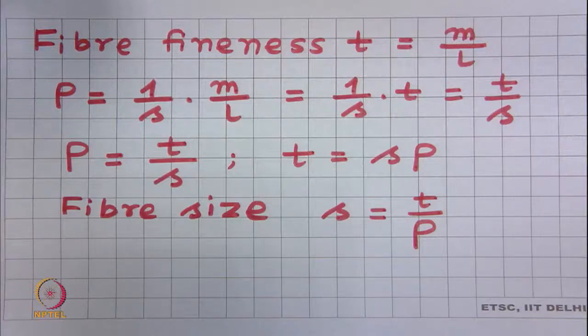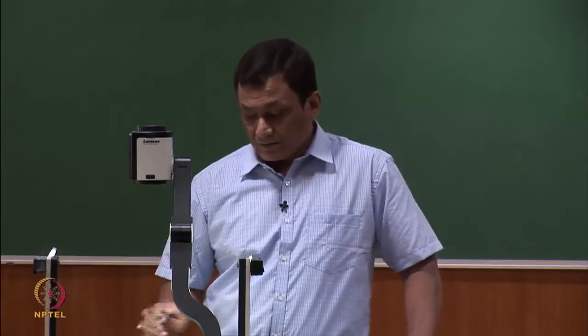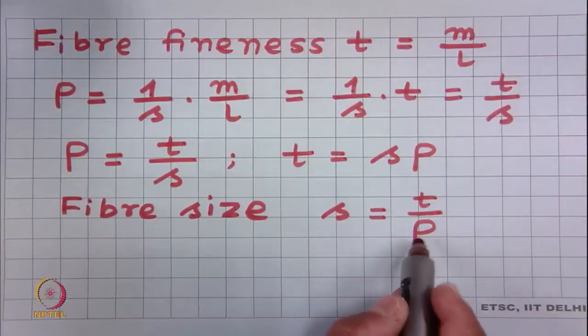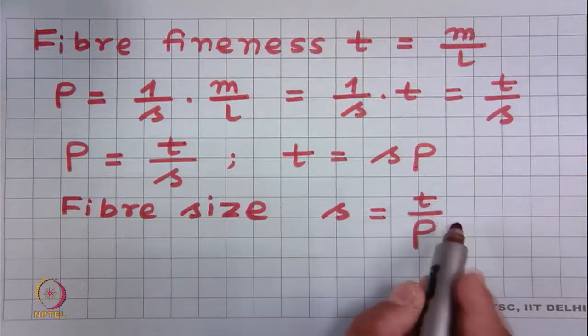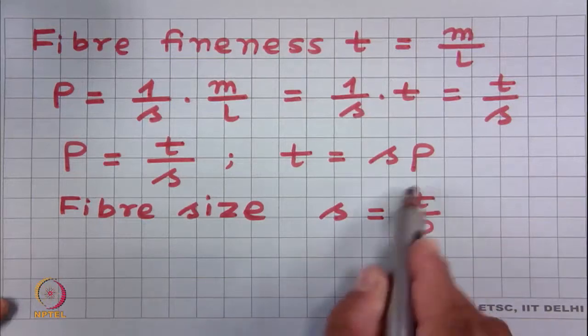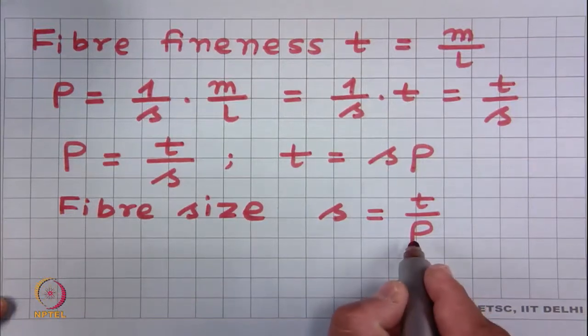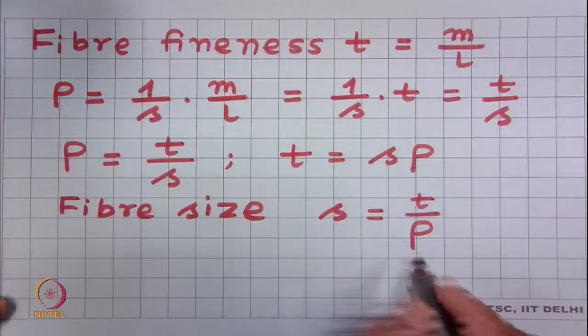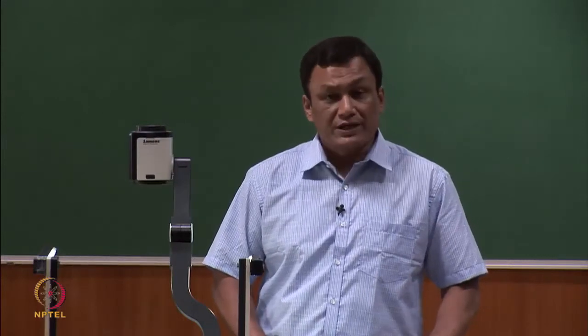It may so happen that a fiber being heavier may have higher numerical value of T. That means, this fiber fineness is not a very suitable expression to denote the size of a fiber. The fiber density is involved in that. We will come to this expression when we solve some numerical problems.